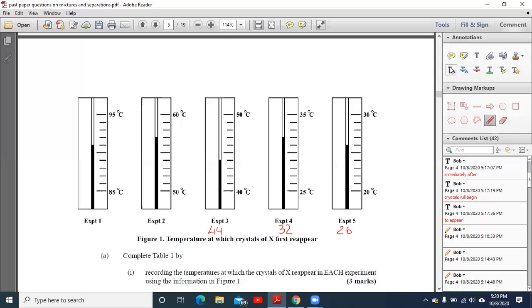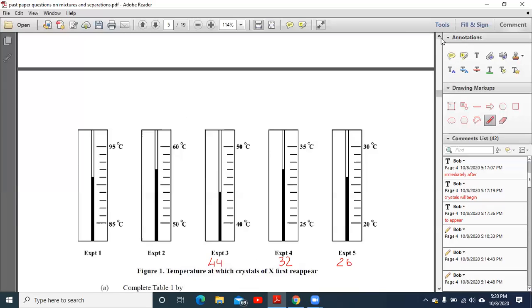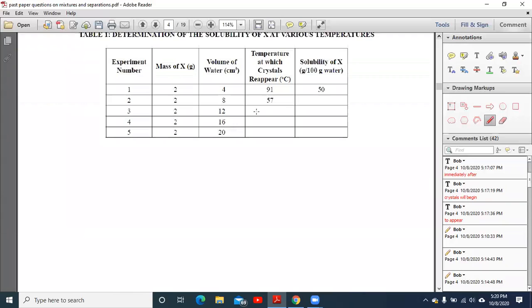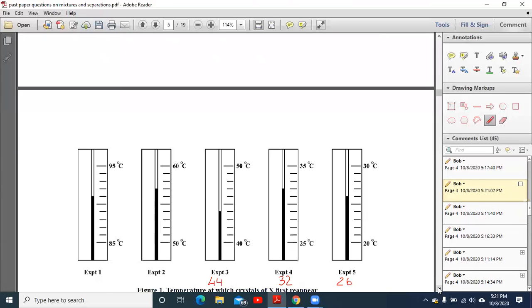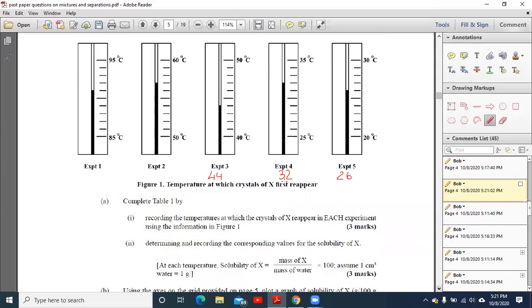Right. Let's just go up and put these values in the table as we would do if we were in an actual exam. You will actually put them in the table to complete the table as the question says. 44, 32, and 26. Right, so that part was fairly simple. It just is based on your ability to read the different scales.